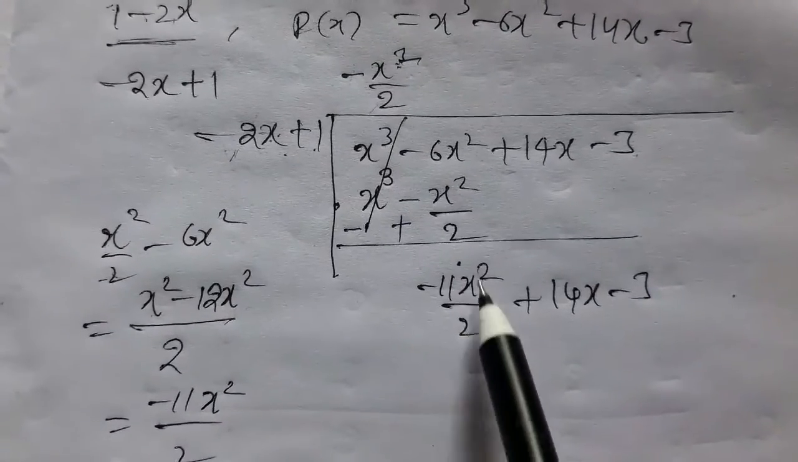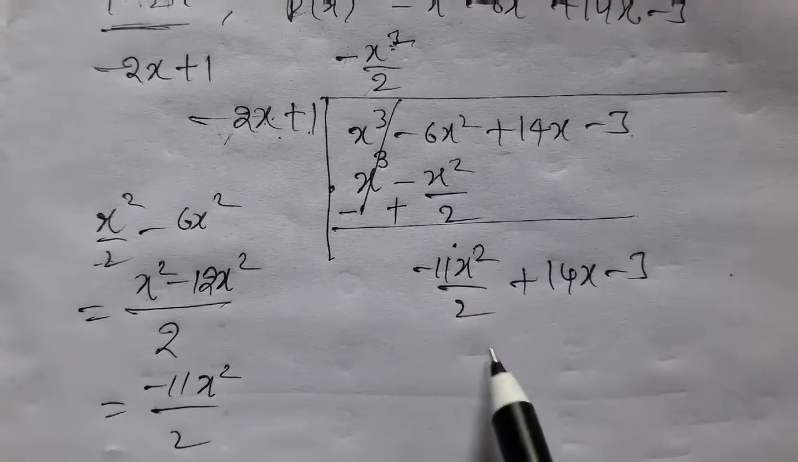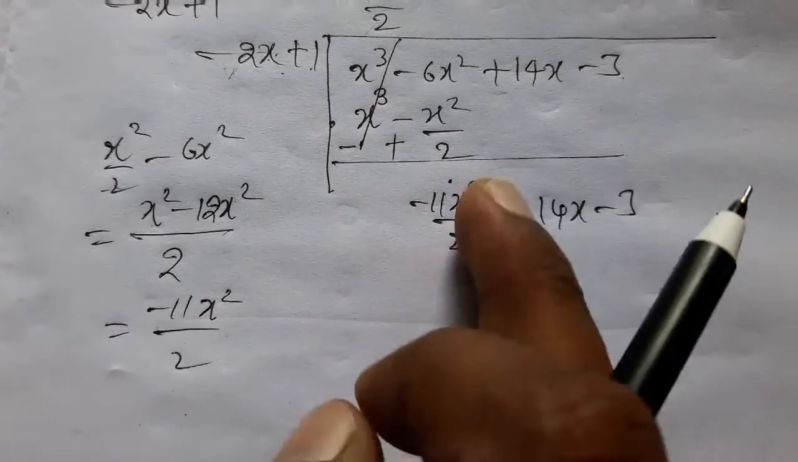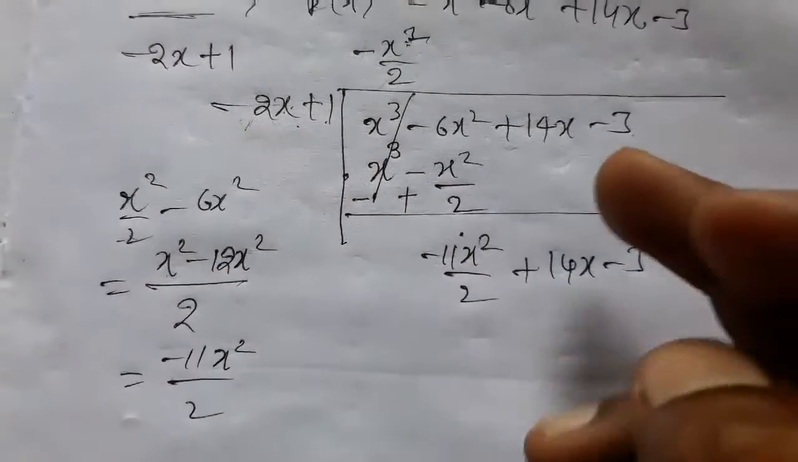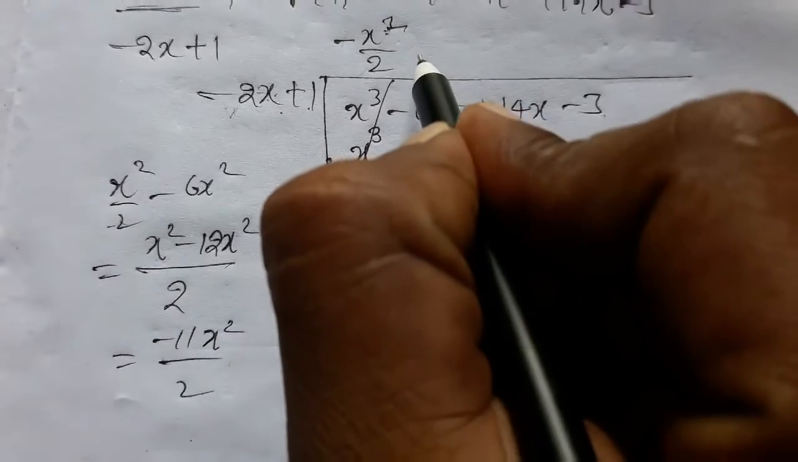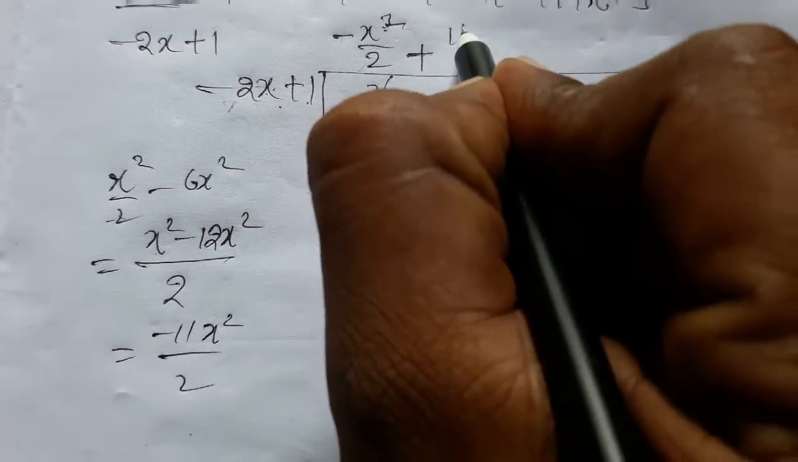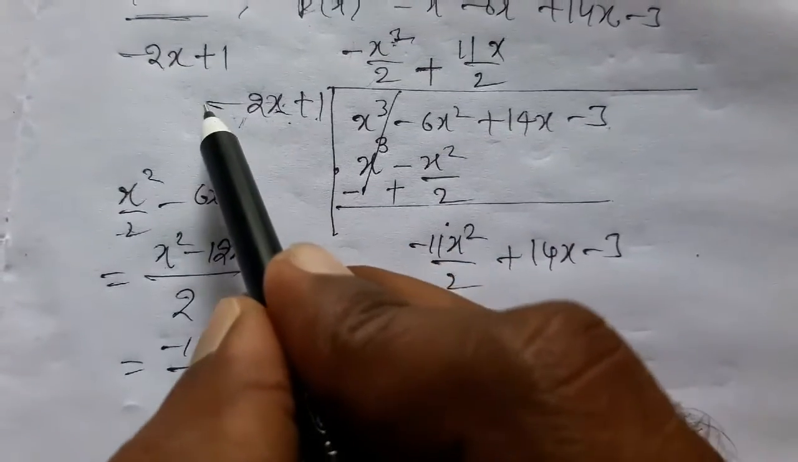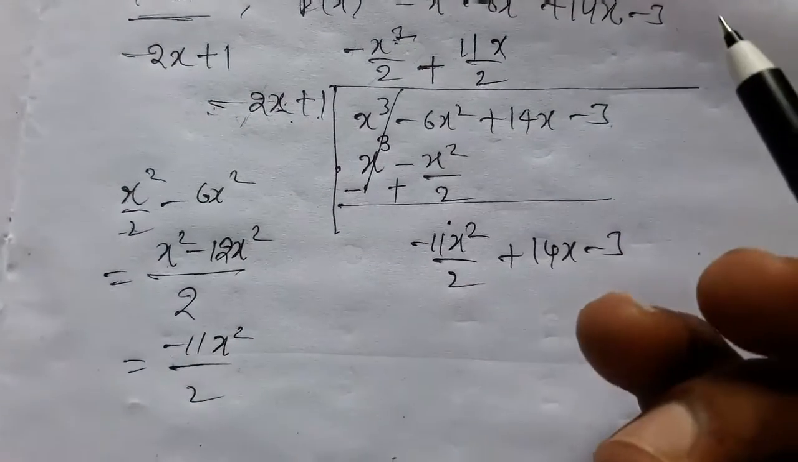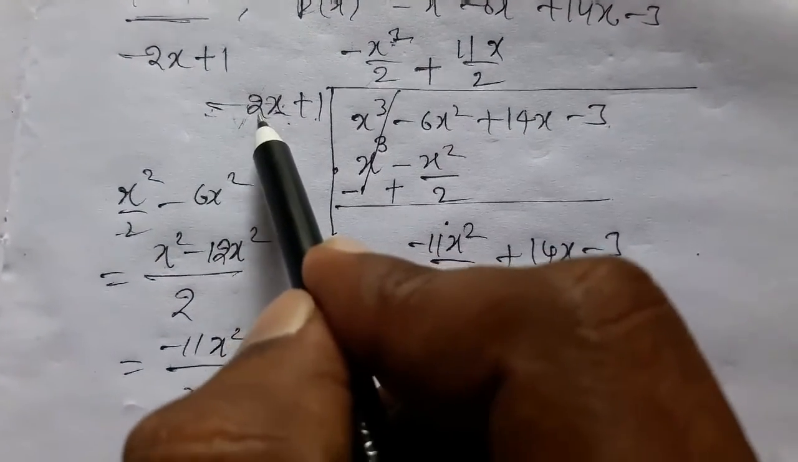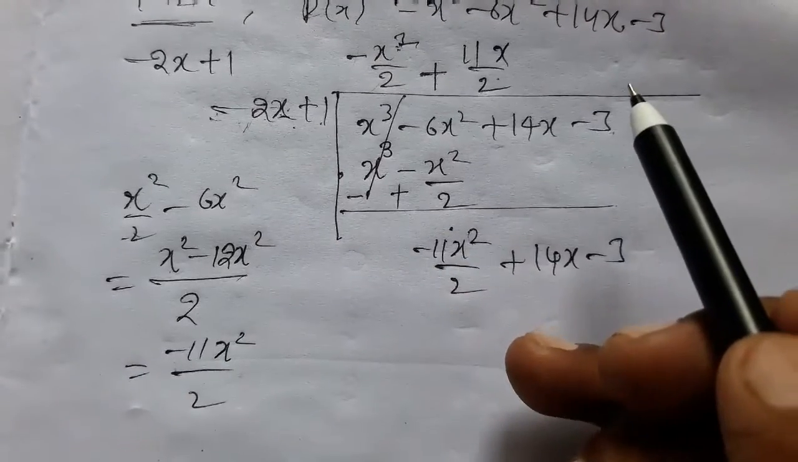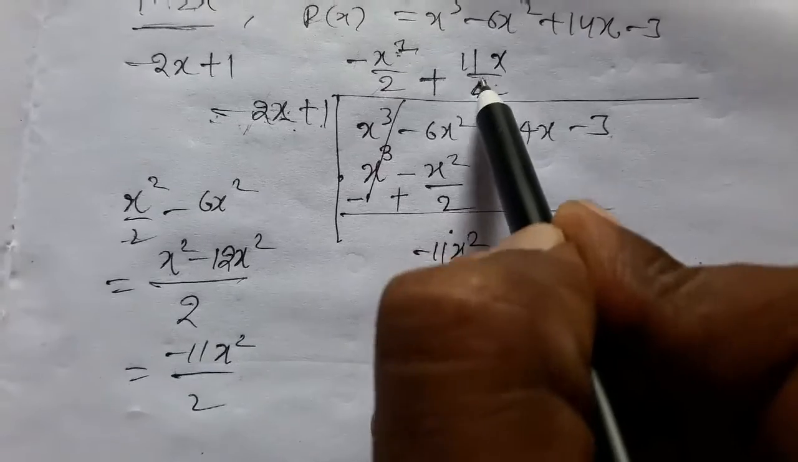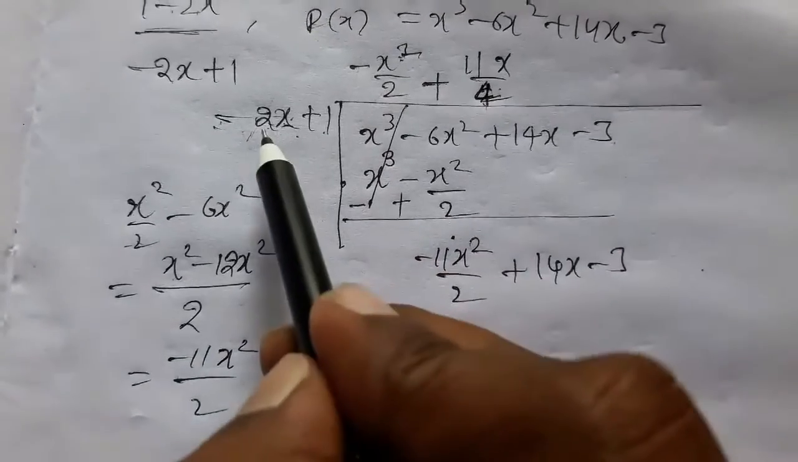See here, now minus 11x square by 2. So we need here minus 11 x square by 2. That means what we have to do here, plus 11 x by 2. See here, my plus into minus is minus, isn't it? And 2 cancels, so that's why take here 4, isn't it? Now it becomes same, isn't it?